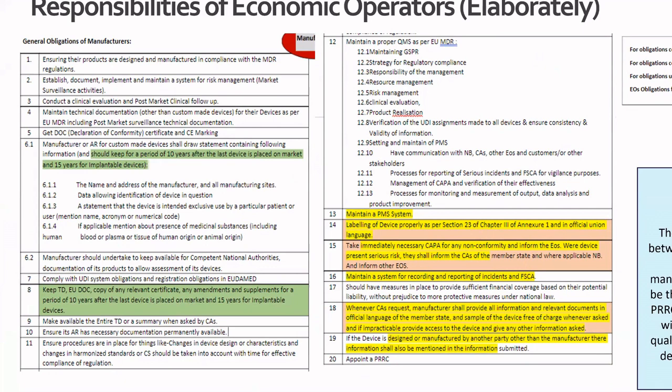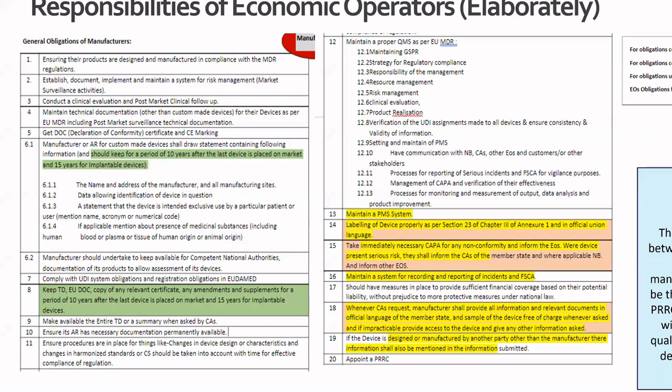First, obligations of the manufacturer. The first point is they have to make sure that they are in compliance with the MDR. Very simple. Second, establish, document, implement, and maintain a system of risk management and market surveillance activities. Third, conduct clinical evaluation and post-market clinical follow-up. Fourth, maintain technical documentation for the devices as per EU MDR, including post-market surveillance technical documentation. Fifth, get the declaration of conformity and CE marking certificate.